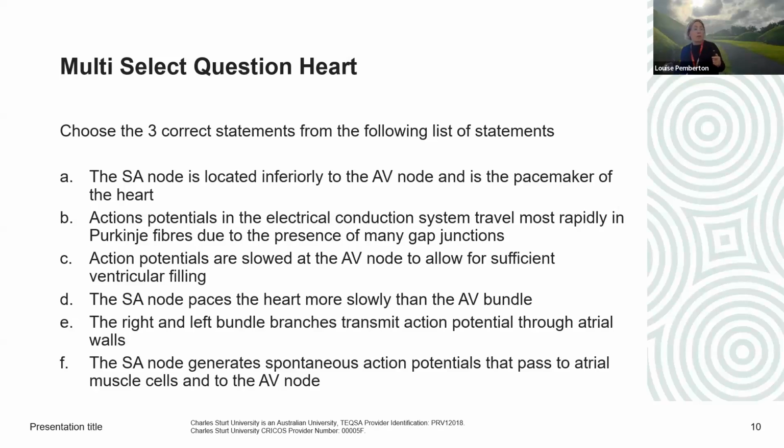The SA node paces the heart more slowly than the AV bundle. False. So the AV bundle can pace the heart and so can the AV node, but they do it more slowly than the SA node. Because the SA node fires action potentials more rapidly, it paces the whole thing. The right and left bundle branches transmit action potentials through atrial walls.